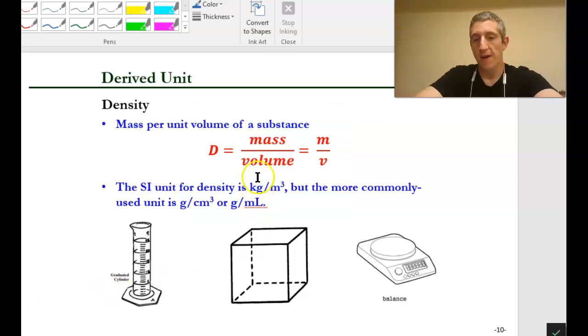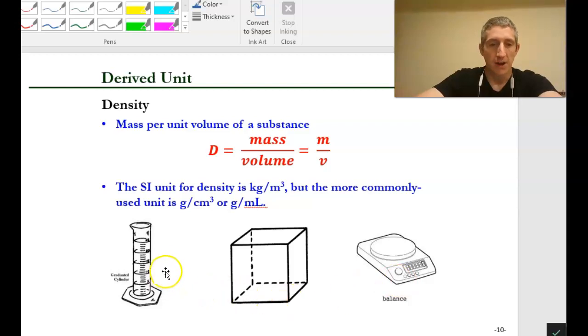Here's an equation you've had for quite some time. Density is mass per unit volume of a substance. Density, D, equals mass divided by volume. Now you can measure the mass, which is a base unit, with an electronic balance, and you can measure the volume, which is a derived unit. Could be length times width times height if you're measuring the density of a block. You could also pour liquid into a graduated cylinder, which has an equation, V equals pi r squared h.